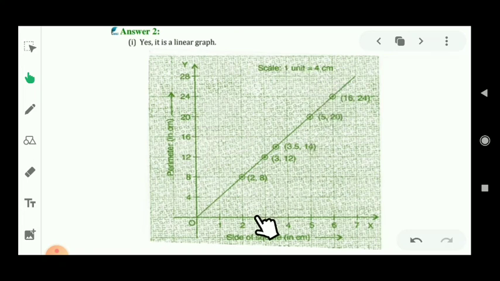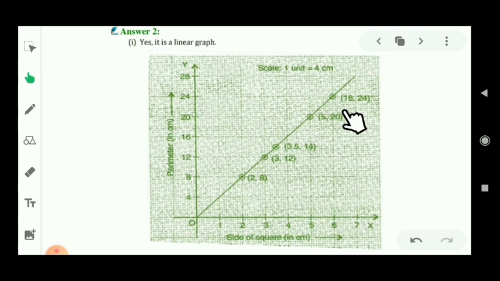Let's see the first value. First value was 2, 8. 2 was the square's value and 8 was the perimeter's value according to the first part. So 2 and 8 point will be here, then 3 and 12 point will be here, then 3.5 and 14 point will be here, then 5 and 20 point will be here, and 16 comma 24 point will be here.